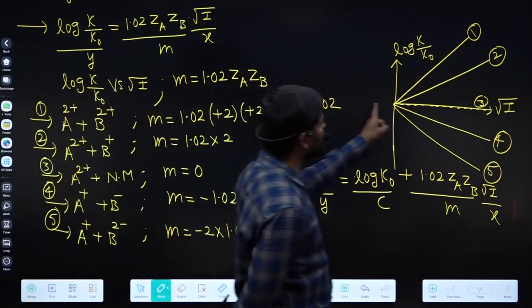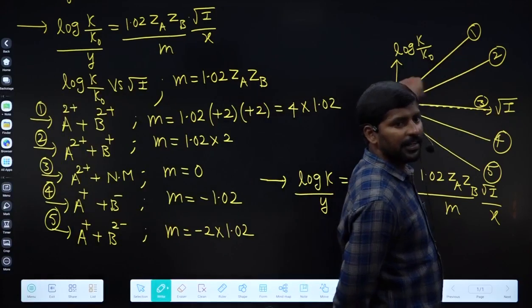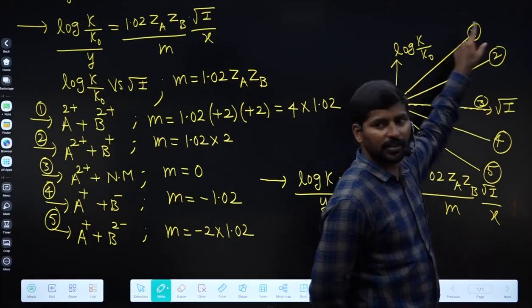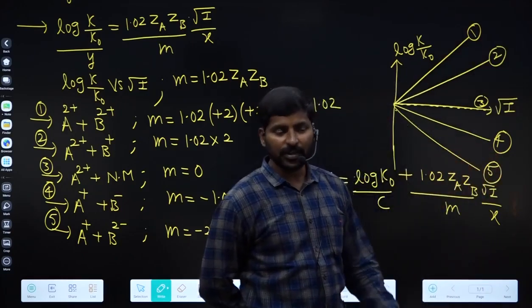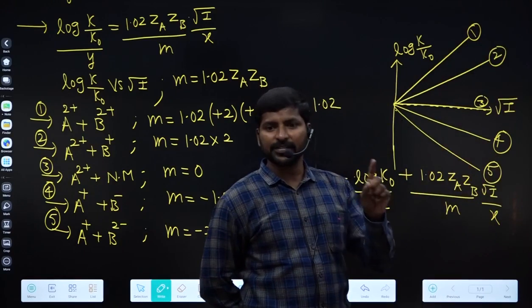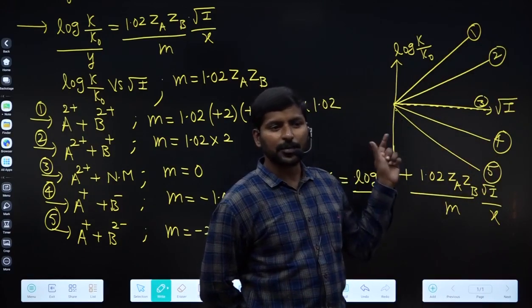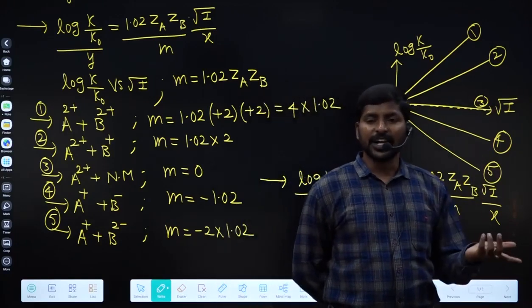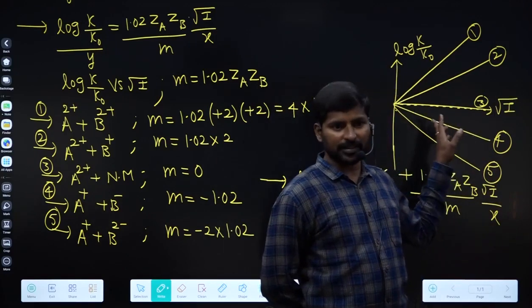As ionic strength increases, what about the rate of reaction? It also increases, for the reactions involving same charged species. If one of the reactant species is neutral, what is the relation between rate and ionic strength? Does the rate depend on ionic strength, or is it independent? It is independent of ionic strength.